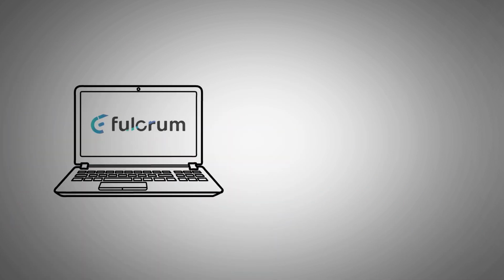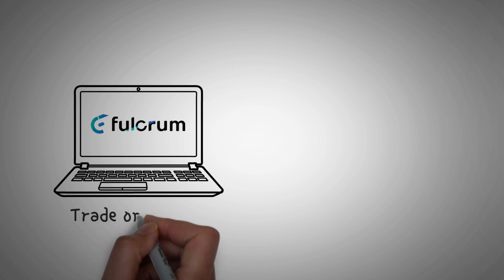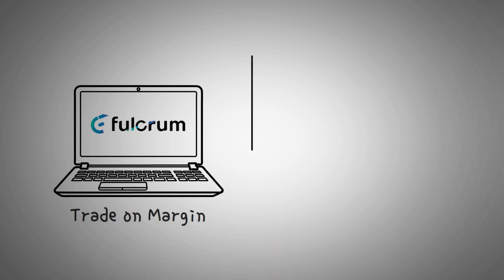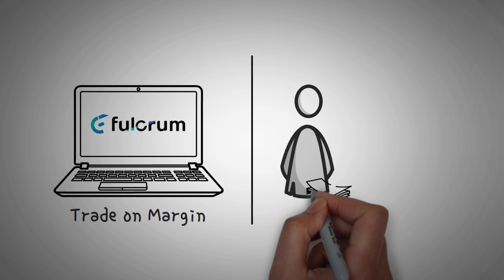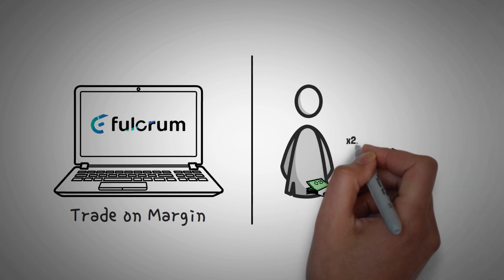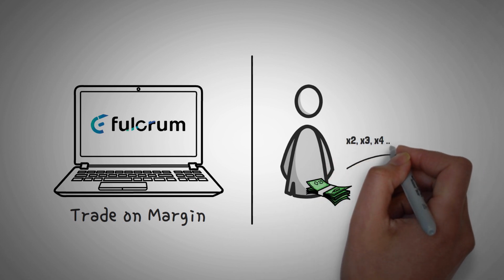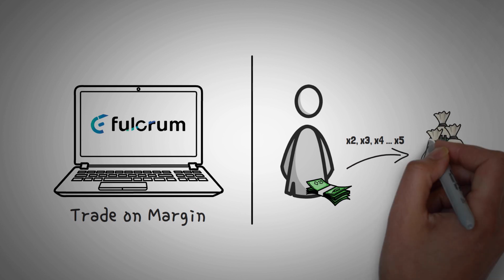So first off, Fulcrum is a protocol that allows you to essentially trade on margin using crypto. This means you can use your money to essentially have the power of 2, 3, 4, even up to 5 times your own money. But it doesn't come without risks. Let me explain with an example.